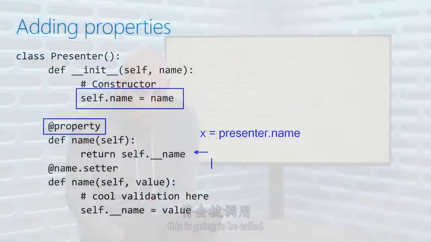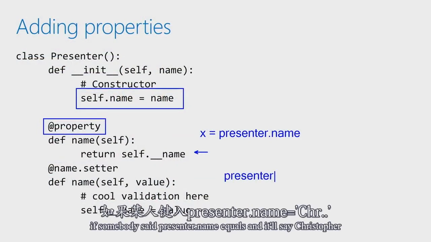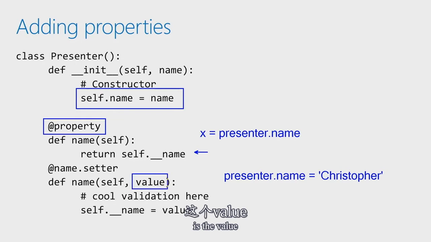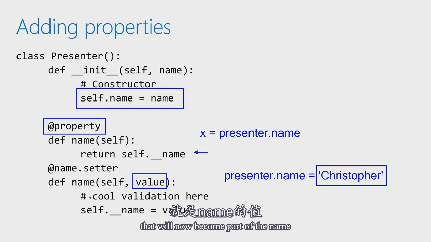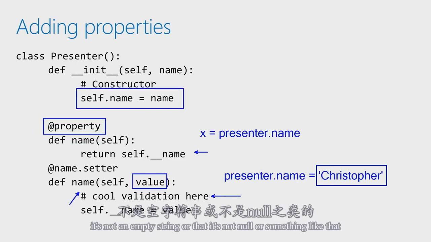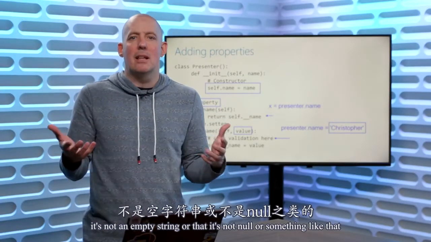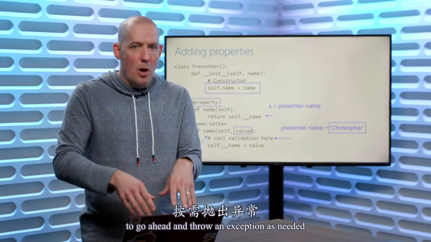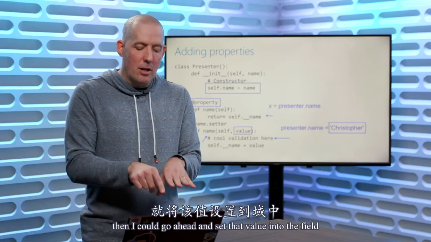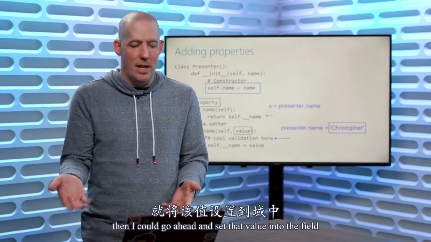On the setter side, this is going to be called if somebody said presenter.name equals, and it'll say Christopher, just like that. So now what will happen is the value, this little Christopher right out here, that will now become part of the name. So this gives me an opportunity to run some validation. So if I want to make sure maybe that it's not an empty string or that it's not null or something like that, I could go ahead and check that out there, to go ahead and throw an exception as needed. And if it all works, then I could go ahead and set that value into the field.